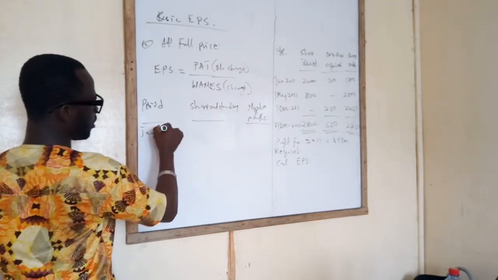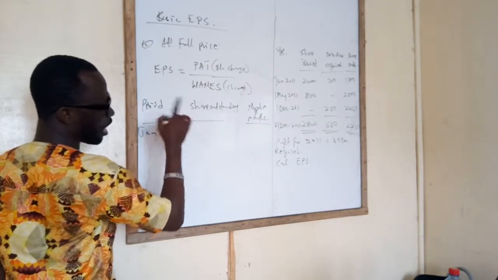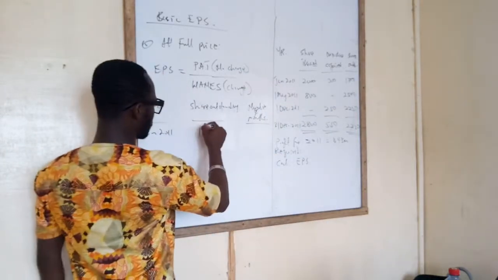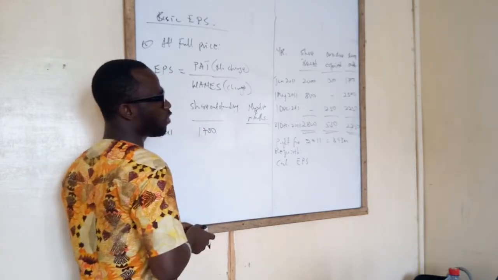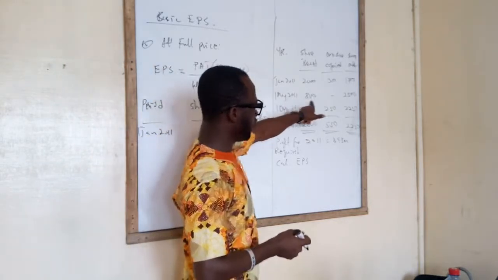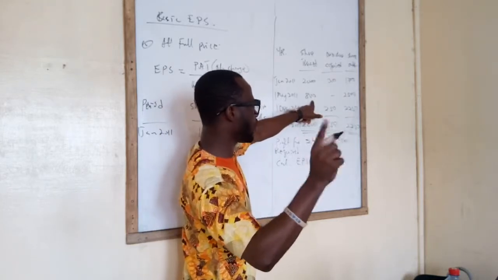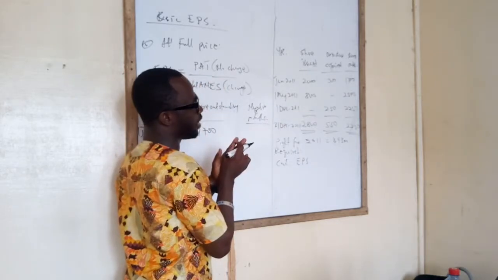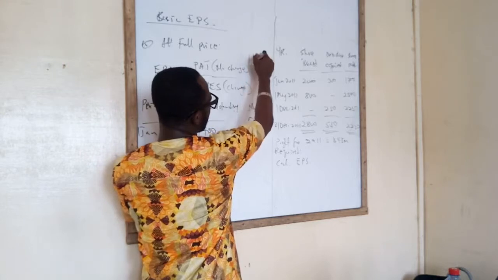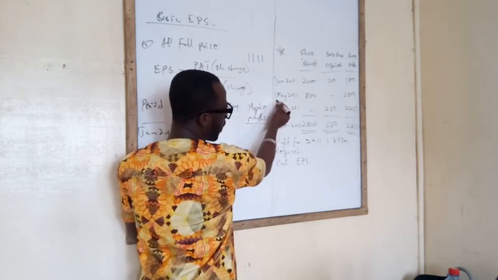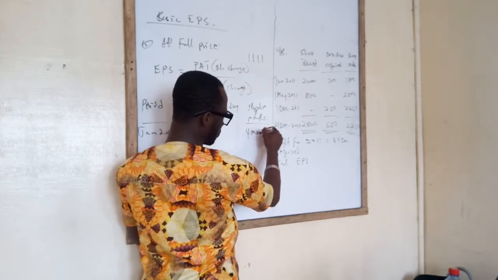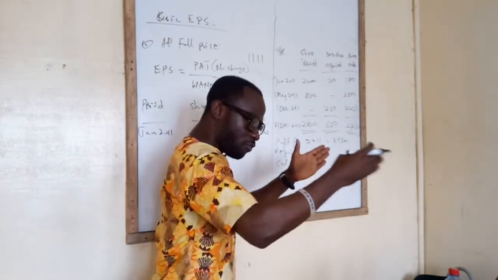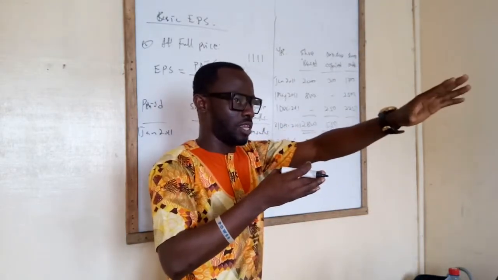So follow me carefully. First is January. As of 1st January 2011, how many shares were outstanding? 1,007. What happened during the year? On 1st May, they issued additional shares. This 1,007, how long was it there during the year? January, February, March, April, because this is first May. So how many months? 4 months. Follow the picture well. So this 1,007 was there for 4 months before a change in capital came in.